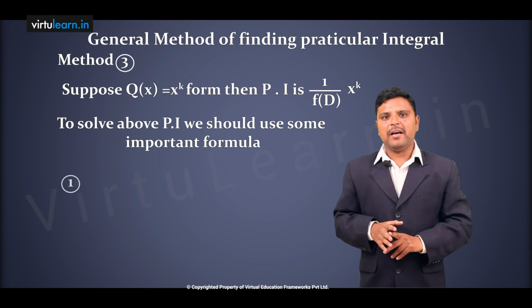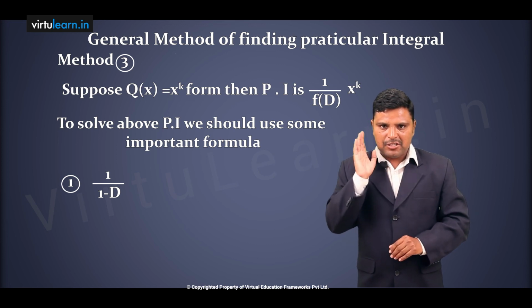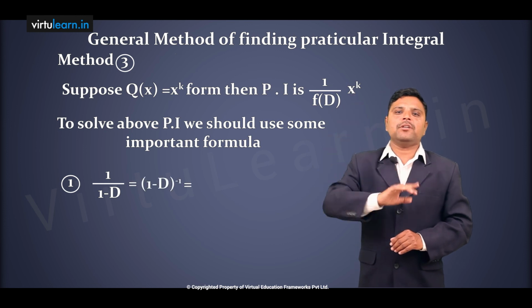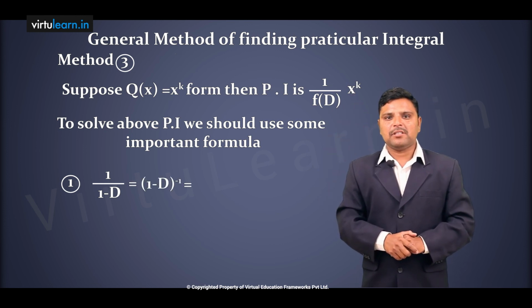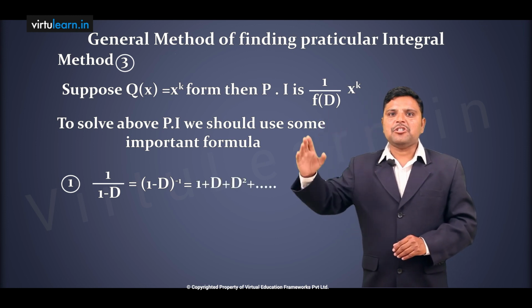The first formula: 1 by 1 minus d. If it is in that form, the formula is 1 minus d whole inverse. When you send the 1 minus d from the denominator up, it becomes 1 minus d whole inverse. The answer is 1 plus d plus d square plus d cube plus so on.